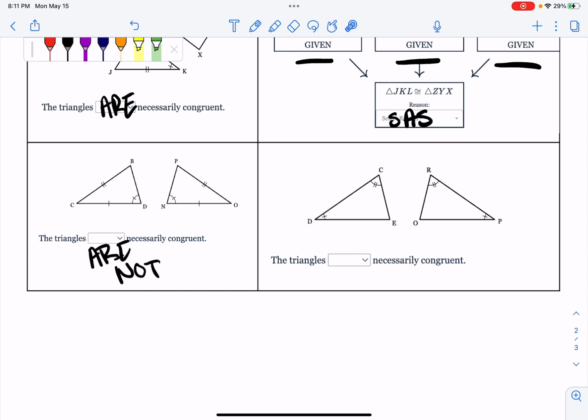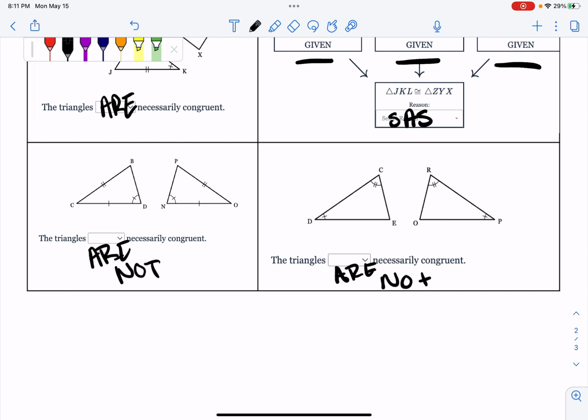All right, let's look at this next example over here. We're given 2 angles. If we're given 2 angles, we by definition know this third angle because of the triangle sum theorem. So we actually know that all 3 angles are congruent. So that would be like angle, angle, angle. But that is also not enough information.